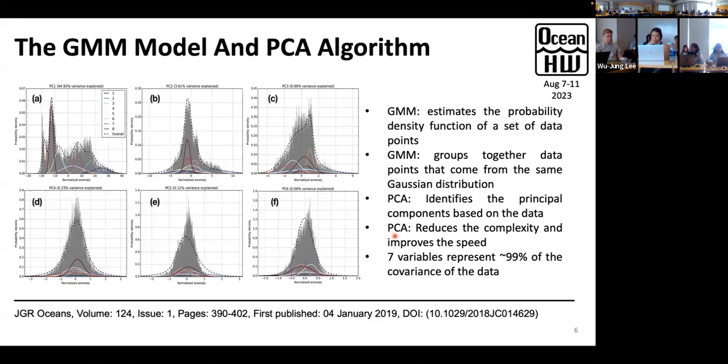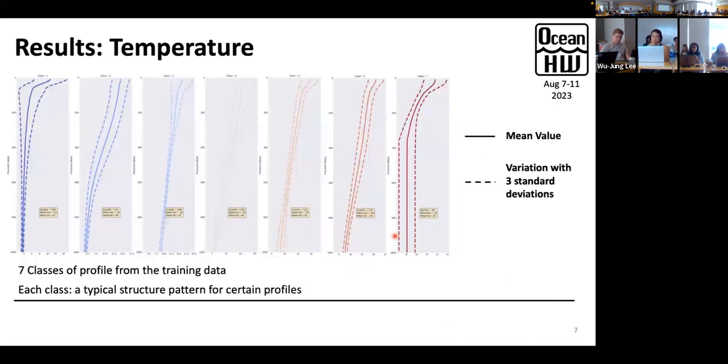And the algorithm that we use is PCA. I guess Philippe talked about it, but basically it identifies the principal components of a data set, and then it helps reduce the complexity of working with a large amount of data, and we improve the speed. So instead of working with 2,000 variables, we can work with only 7 variables, which are the principal variables of a data set, and with that we can capture almost 99% of the covariance of the data.